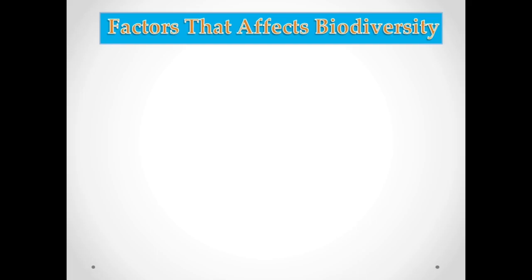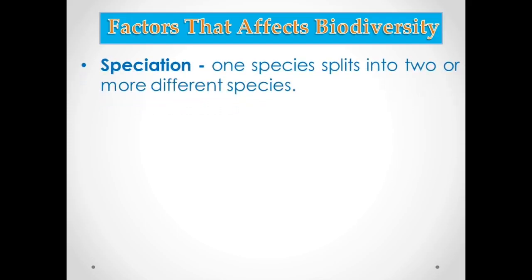But before that, let us take some of the terms that are usually used in this topic. Under certain circumstances, natural selection can lead to an entirely new species, and this is what we call speciation. When we say speciation, one species splits into two or more different species.